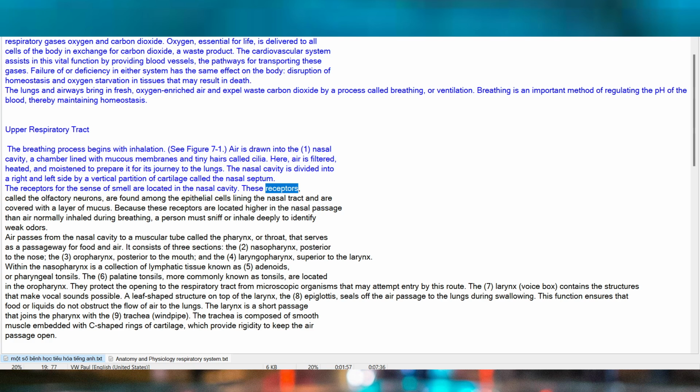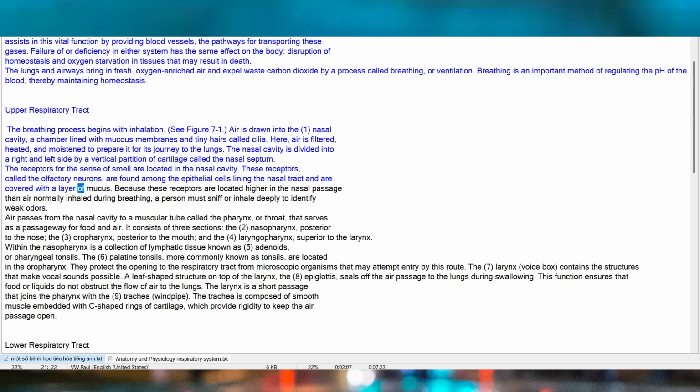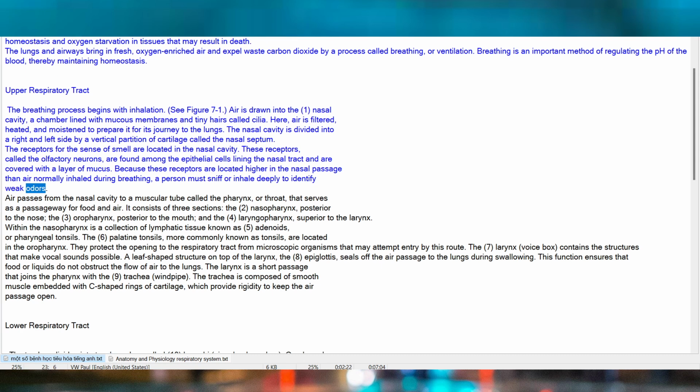These receptors, called the olfactory neurons, are found among the epithelial cells lining the nasal tract and are covered with a layer of mucus. Because these receptors are located higher in the nasal passage than air normally inhaled during breathing, a person must sniff or inhale deeply to identify weak odors.